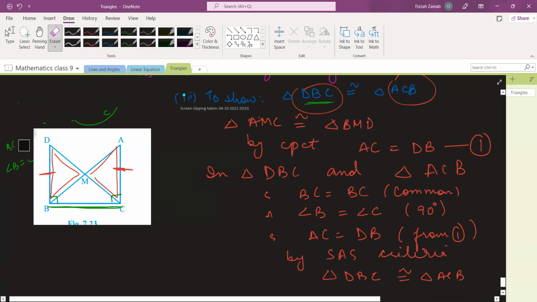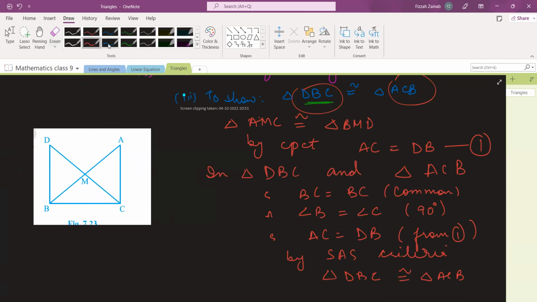Now fourth part. Please see what is the fourth part. In the fourth part, you have to prove that CM is equal to half of AB. This you have to show, right? CM, where is CM? Can you see CM in the figure, and AB?